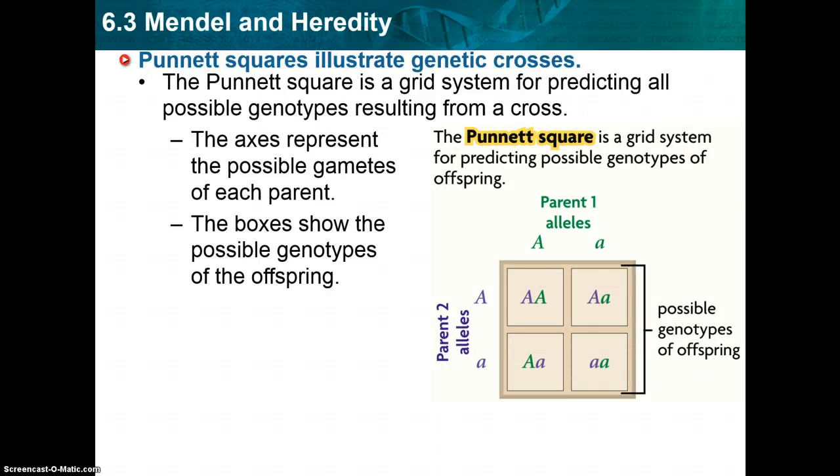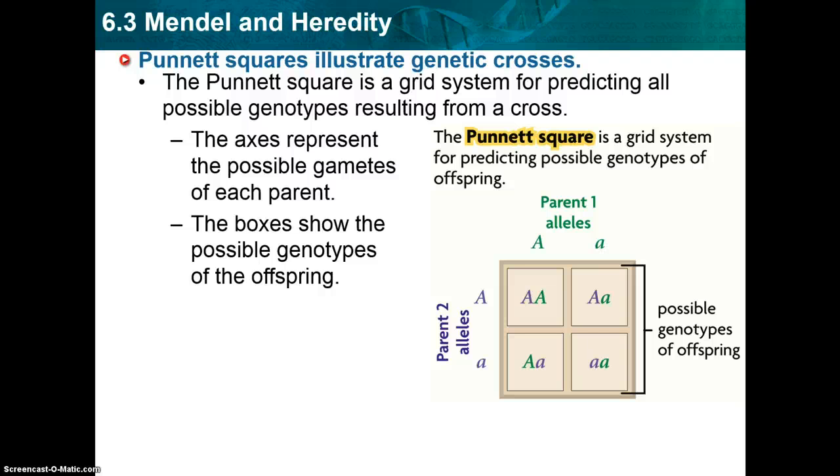Punnett squares, yay, these are fun. A Punnett square is a grid system that is used to help us predict all the possible genotypes of the offspring. From the genotype, you can figure out what their phenotype will be, as Mrs. Hood just explained. And these are going to be our possibilities, not actual occurrence. So this is going to tell you the probability of that happening, not it actually happening.